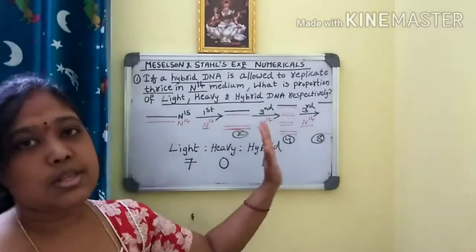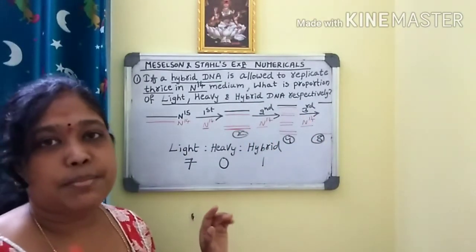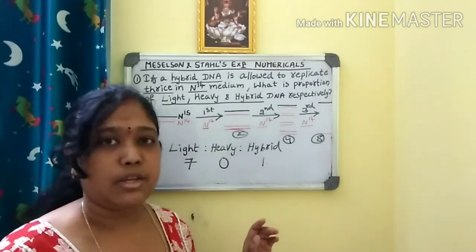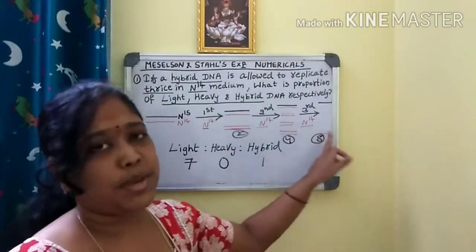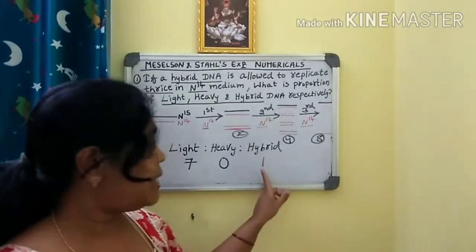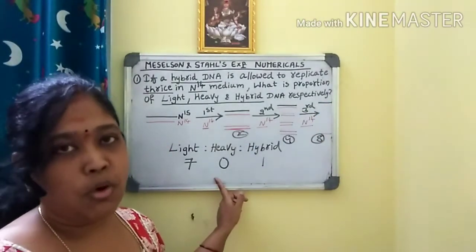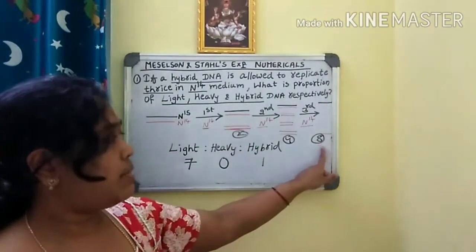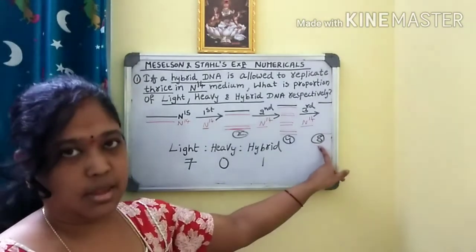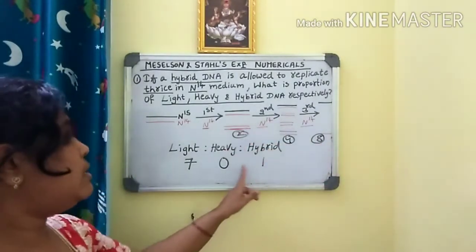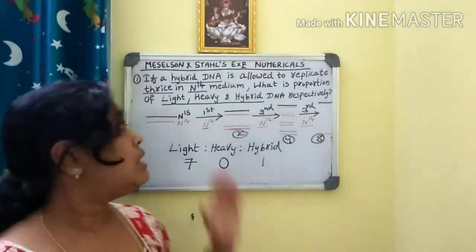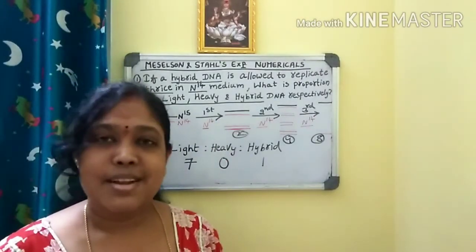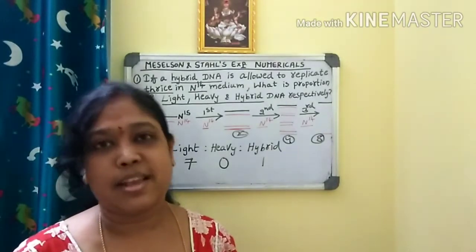So based upon the generations, the DNA will be continuing, meaning doubling, duplication will be occurring. 1 becomes 2, 2 becomes 4, 4 becomes 8. And only one hybrid DNA you will get and no heavy DNA you will get. So whatever this number is, you have to minus 1 and write it here. This is how you can solve the Meselson and Stahl numericals. Let us see the next problem.